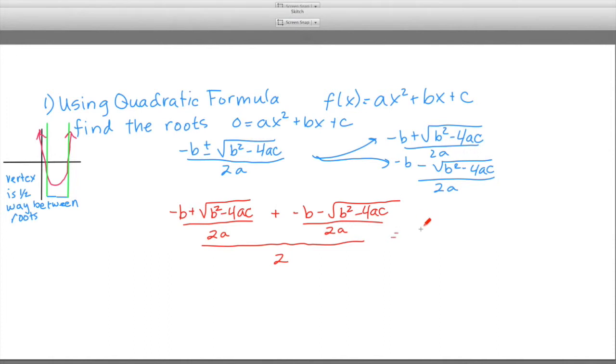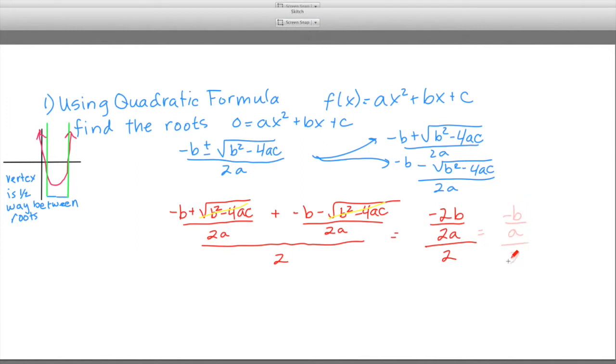So we have negative b plus negative b. That gives me a negative 2b. And then we have positive square root of b squared minus 4ac and negative square root of b squared minus 4ac, and they just make a 0. So that's all over 2a. And then let's not forget that that's all over 2. We can simplify this a little bit. We know negative 2 over 2 is just the same as negative 1. And then we have the b and the a, so that's really the same as negative b over a all over 2.